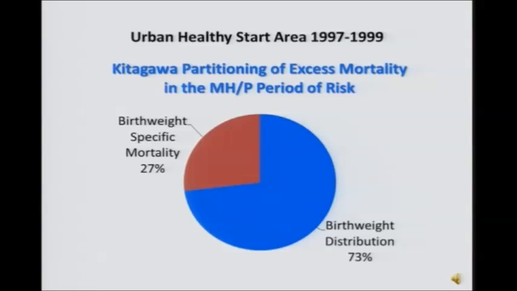And so this is showing for this one area, their maternal health prematurity component, the majority was due to birth weight distribution. So for this component, they might be focusing on those risk factors for prematurity or very low birth weight.